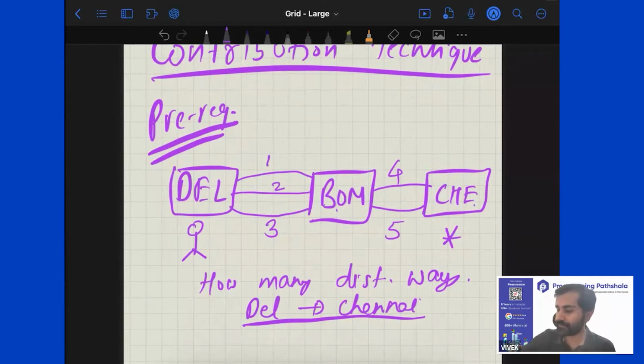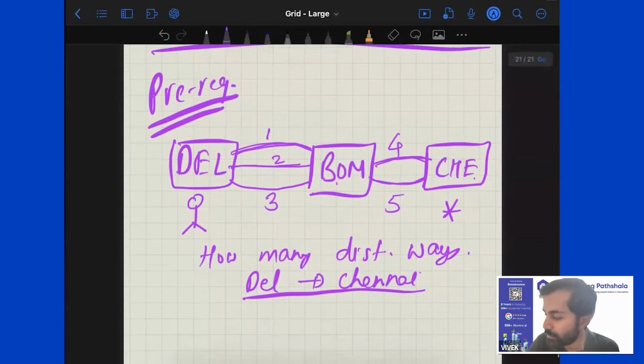So here, if you're looking carefully, there can be multiple ways of reaching. One way could be you take road 1 and then you take road 4. On the other hand, you could also have taken road 1 followed by road 5. You could also have taken road 2 followed by road 4. So all in all, how many ways are there?